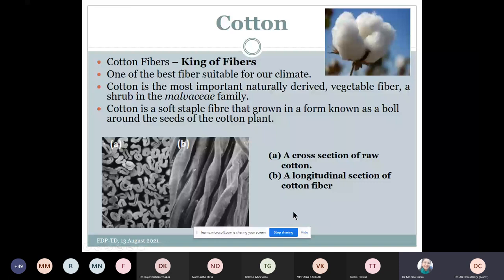Yes, sir. So, you can see the cross-sectional view of the cotton. This is the kidney-shaped cross-section of the cotton fiber. That is also called the ribbon-like, rounded longitudinal section. This is another view. This is the cross-sectional view. Here you can see the detailed structure of the cotton. This is the lumen, the empty space in between the cell walls.